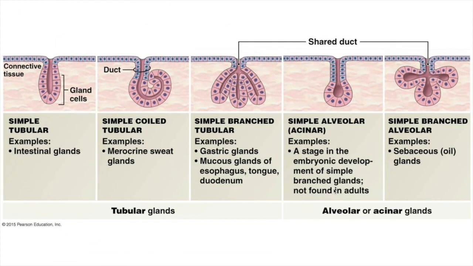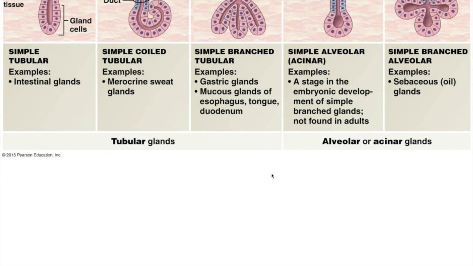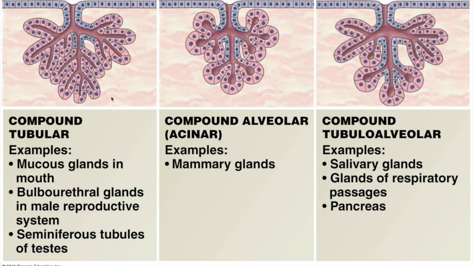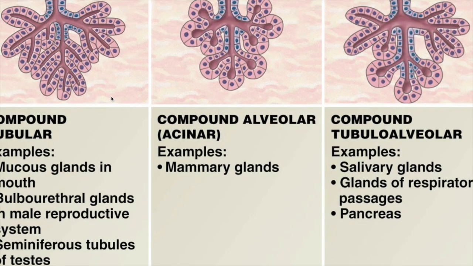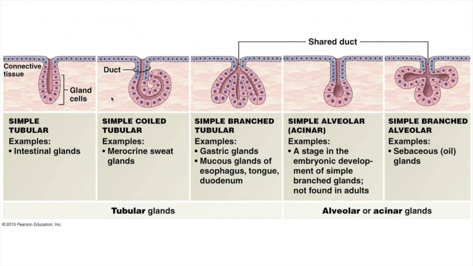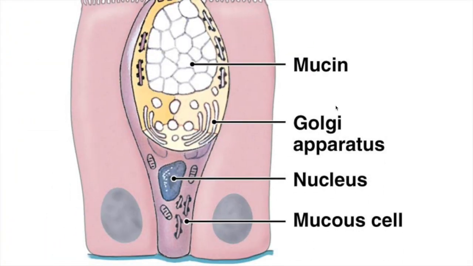Now, exocrine glands can be classified as simple or compound, as well as tubular or alveolar. So these are all simple glands, meaning there's no branches. Tubular means they form a tube. Or sorry, let's look at a compound one first. A compound gland forms several branches. Then a simple gland can be tubular, where it forms a simple tube, or alveolar, where it forms a sac. And then there are also some single cells that act as glands. These are mucus or goblet cells, and they release mucin, which forms mucus.